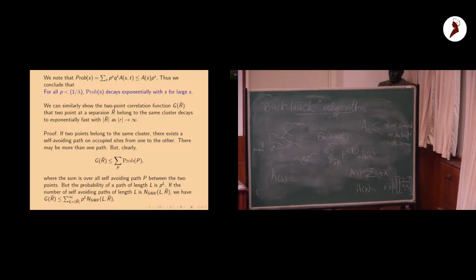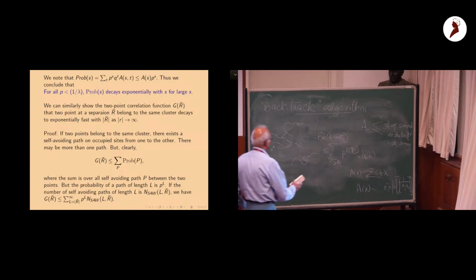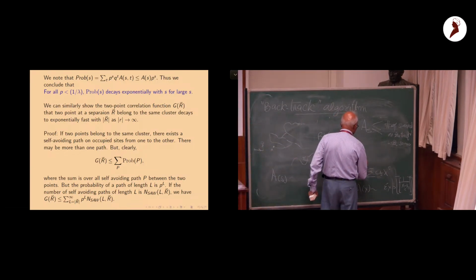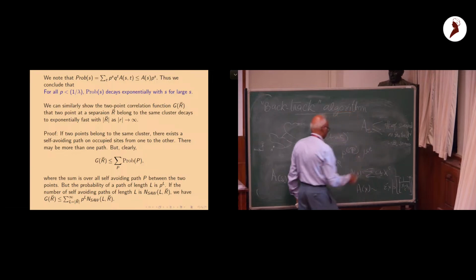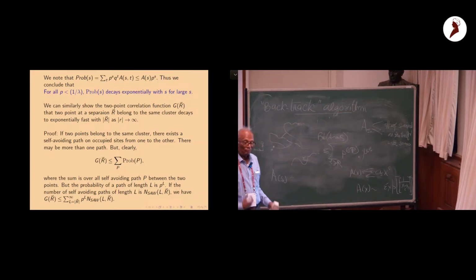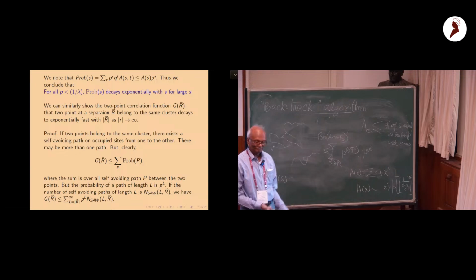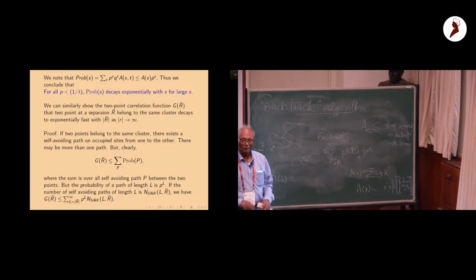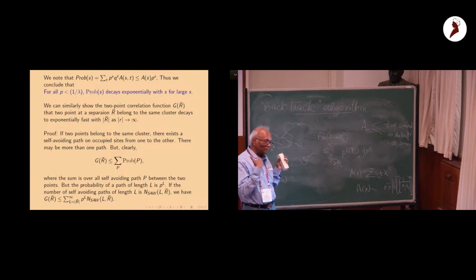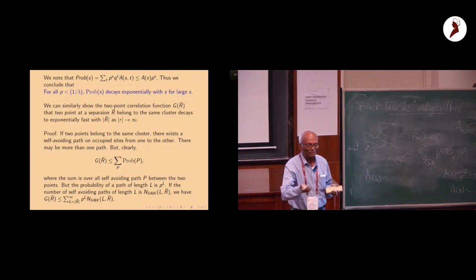But the number of paths of length L grows exponentially with L, with some coefficient which is usually called the self-avoiding growth constant, mu to the power L. So if P is less than 1 by mu, this series will be convergent and it will decay exponentially with L. End of proof. We didn't prove that all the way up to PC it will decrease exponentially with L, but we have proved that for P small enough, this 2-point correlation function decays exponentially. So there is very small probability that you will go far enough.